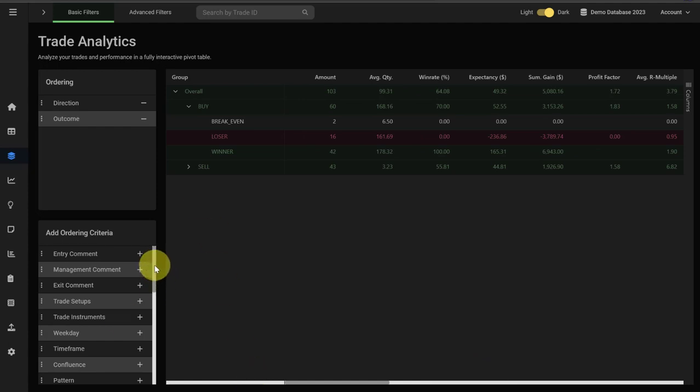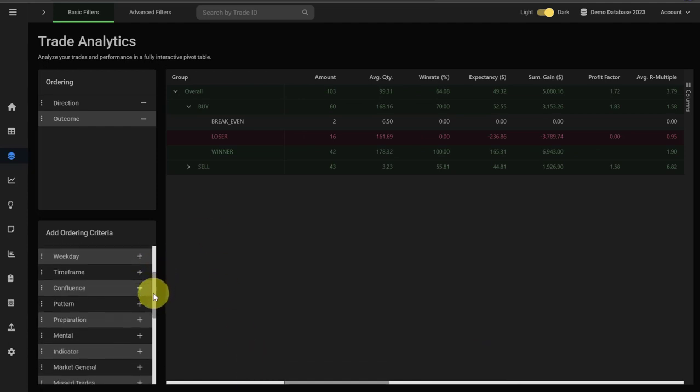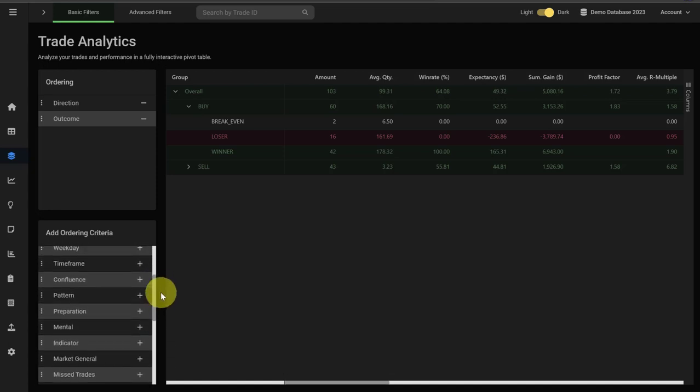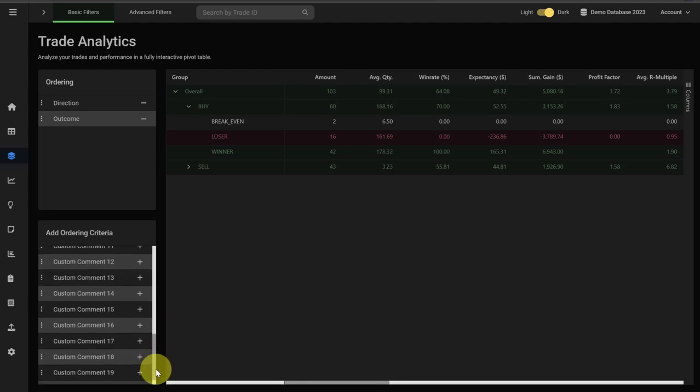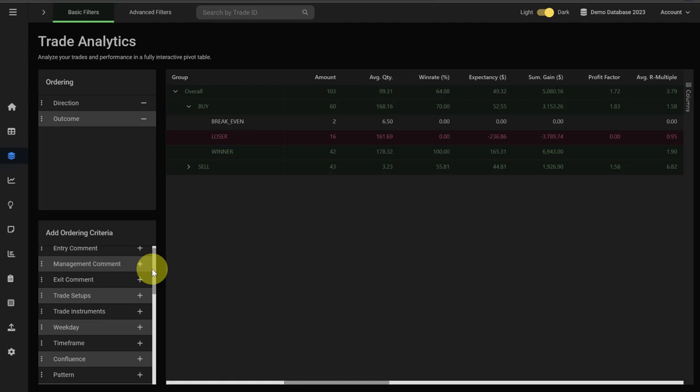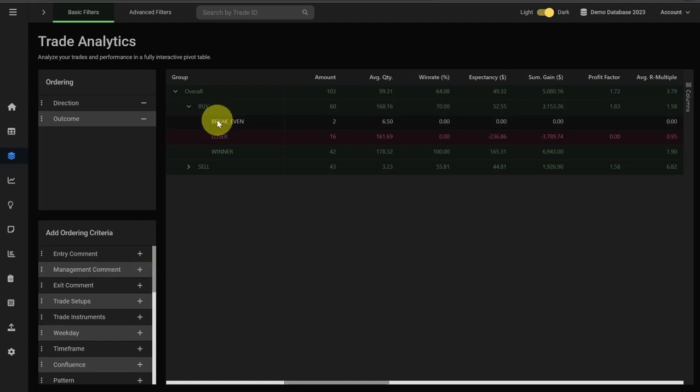With the trade analytics, you can also use the other ordering criteria. You can use your custom statistics. For example, in this trading journal, the trader is using custom statistics for the time frame, the confluence factors, the patterns, the level of preparation, a mental custom statistic, indicator information, the general market information, and of course you have up to 20 custom statistics that you can use in your Edgewonk trading journal, and then use them in the trade analytics and all of the other analytical tools as well.